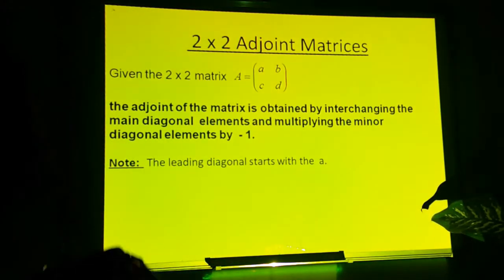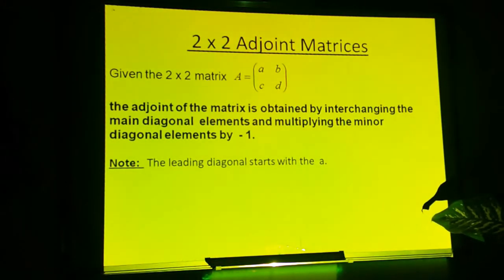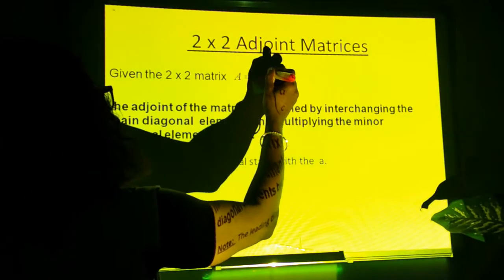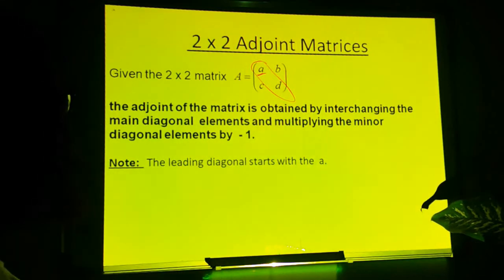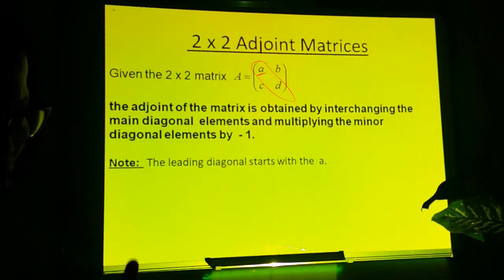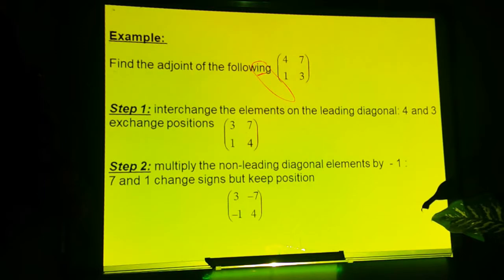Two by two adjoint matrices. Given the 2 by 2 matrix A equals A, C, B, D, the adjoint of the matrix is obtained by interchanging the main diagonals and multiplying the minor diagonals by -1. So the leading diagonal, or the main diagonal, as I said before, always starts with the top left. It starts with the A. So let me show you a practical example here.